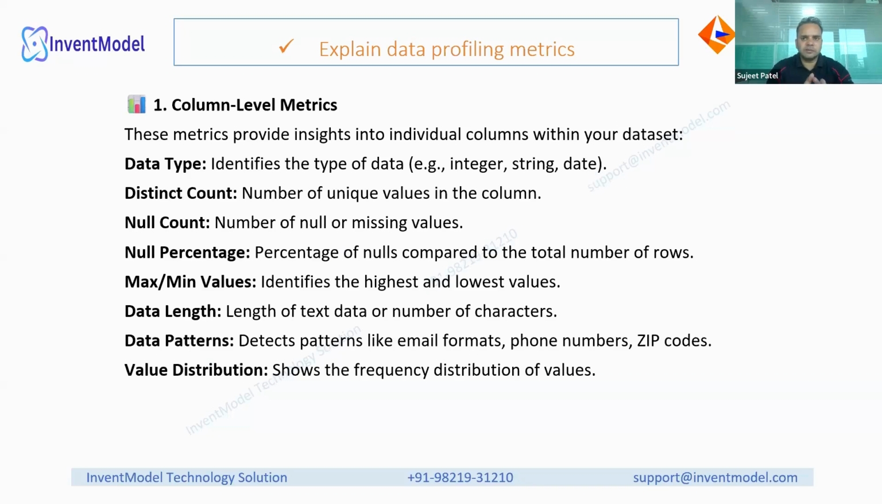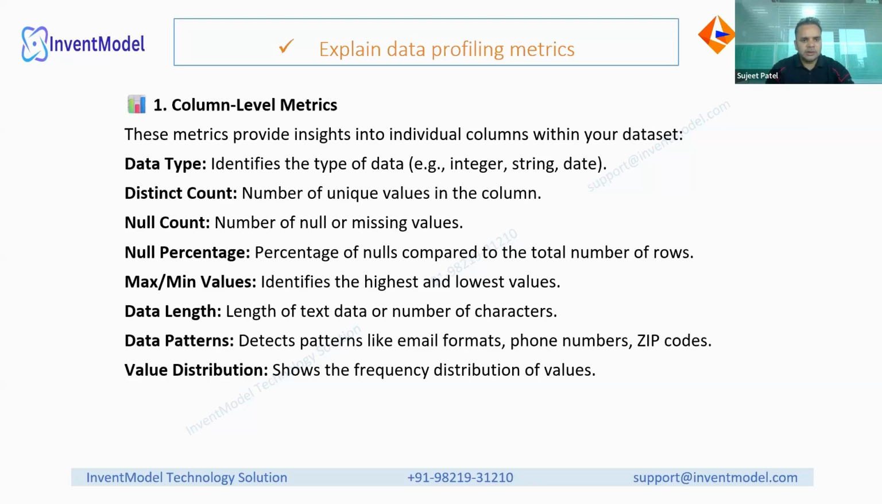What is the purpose of each metric? How will it help us? The first metric we have is data type. It will identify the type of data, for example whether the data is an integer, a string, a date, or a decimal.